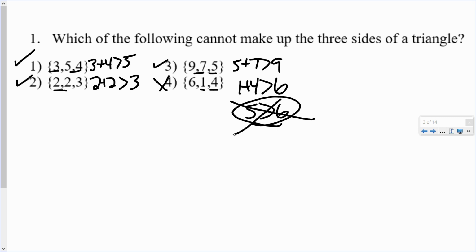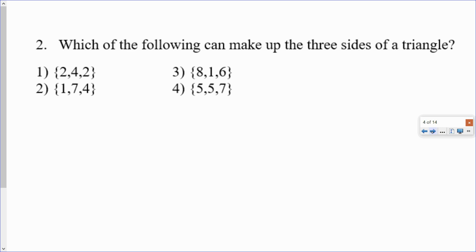To determine if three sides can make up the sides of a triangle, the two smallest sides must add to be larger than the third. Which of the following can make up the three sides of a triangle? Well, the two smallest sides, 2 and 2, must add to be more than the third side. Is 2 and 2 more than 4? No, it's equal to 4. It must be larger than 4, so that one's out.